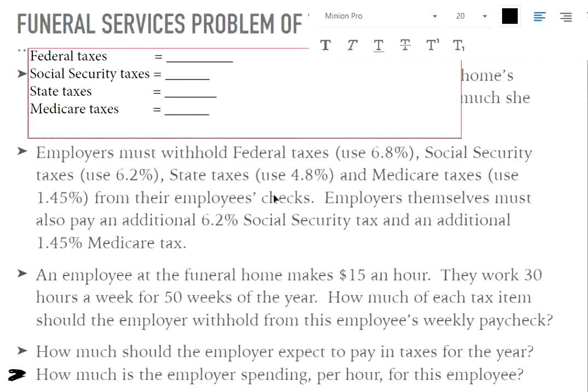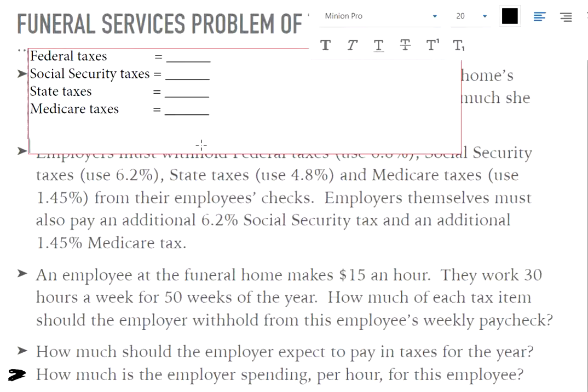Okay, so for part one, it's how much of each tax item should the employer withhold from the weekly paycheck. So you could first start by calculating how much they make per week, and then use those percentages, the 6.8% for federal taxes, to calculate how much their federal taxes. Use the 6.2% for Social Security, use 4.8% for state, and use 1.45% for Medicare. Okay, so at $15 an hour, 30 hours a week, calculate how much they make per week, and then you can use that number to calculate how much of each of these types of taxes. That's part one. Okay, that's it.